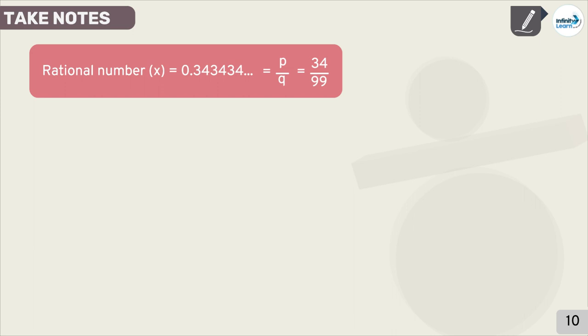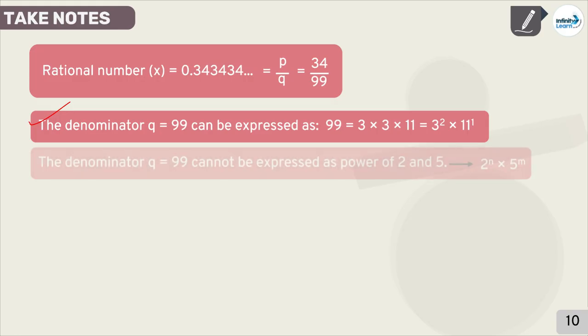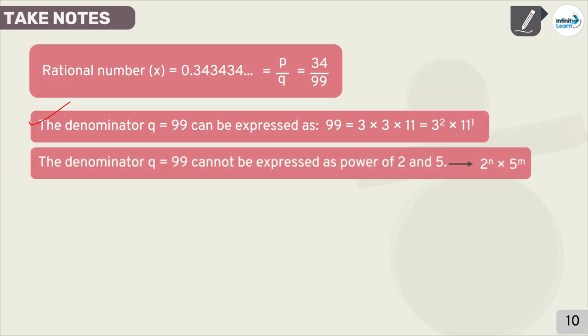Chalo. Now moving on further, the denominator q, 99, can be expressed as the prime factors 3 into 3 into 11. ठीक है? So it is a non-terminating decimal expansion. दिख रहा है अलग ही, because the prime factors of the denominator are not in the form of 2 to the power n or 5 to the power m. In simple language, if I do the prime factorization of 99, डिनोमिनेटर में 2 या 5 के प्राइम फैक्टर्स नहीं आएंगे, तो दोनों आने चाहिए. ठीक है? It will be a non-terminating decimal expansion.